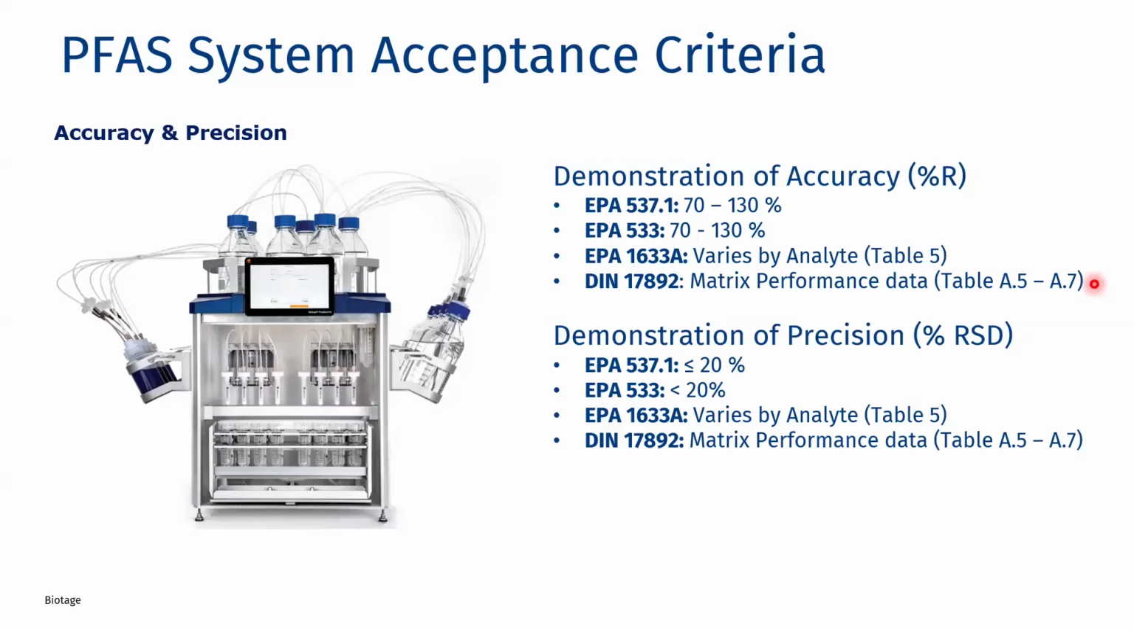A.5 to A.7. Now for precision or percent RSD, again, EPA 537 and 533 is less than 20%. EPA 1633, again, varies by analyte. And then the DIN method also has the matrix performance data, but doesn't have precision requirements that are specific to the method.